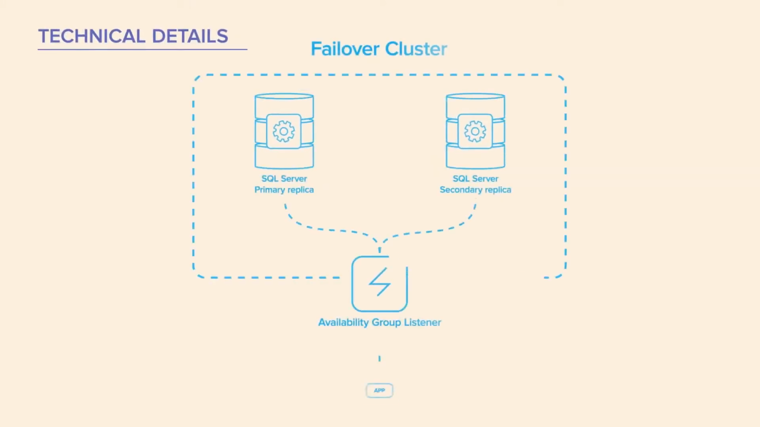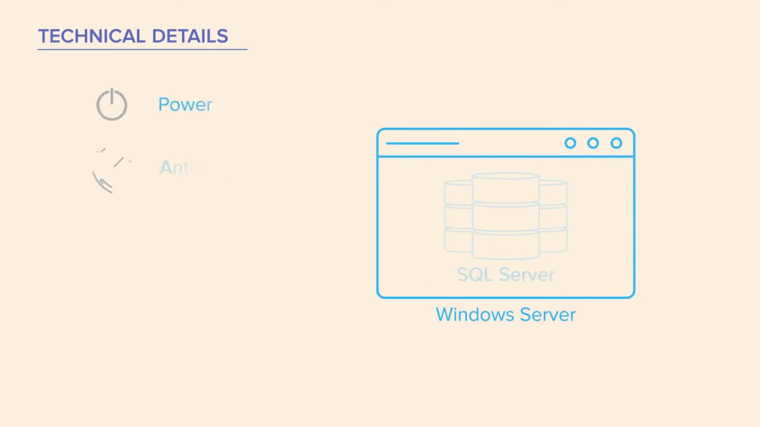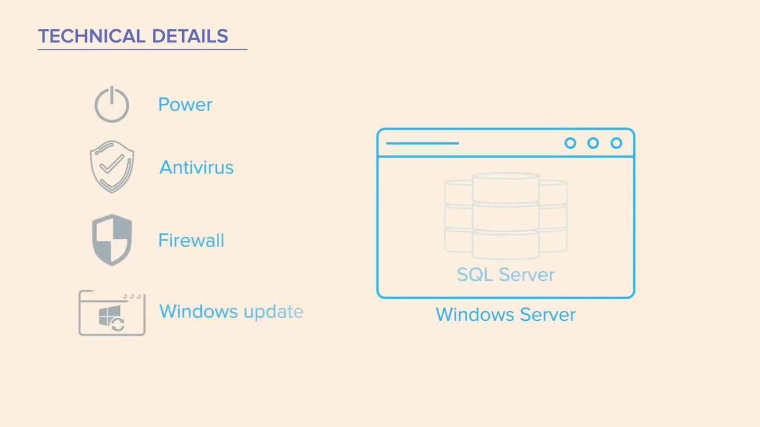Building an error-free and highly available system largely depends on the proper configuration of the operating system and the database. So, we started this project with providing optimal settings for Windows Server and SQL Server to ensure seamless performance. For Windows Server, the recommended settings included power, antivirus, firewall, and Windows Update settings, as well as page file configuration.